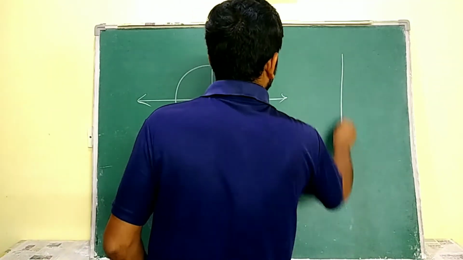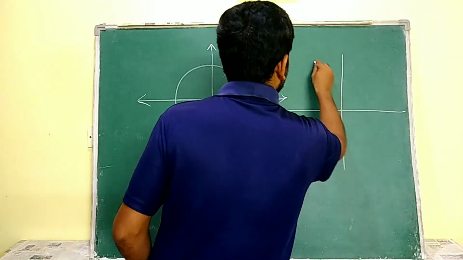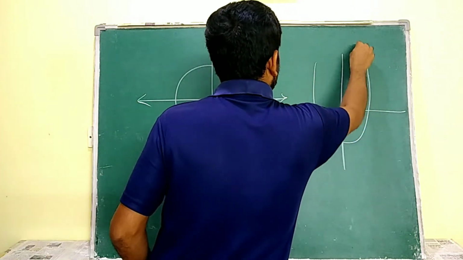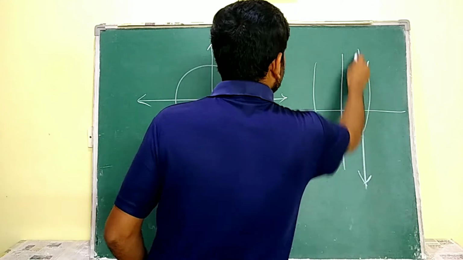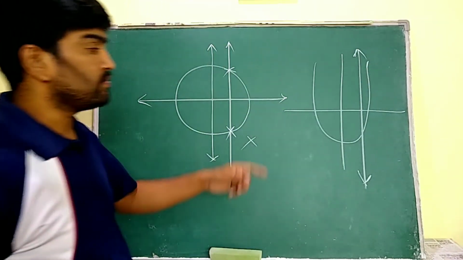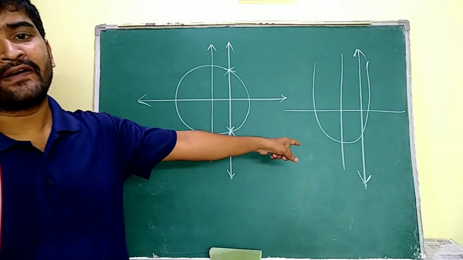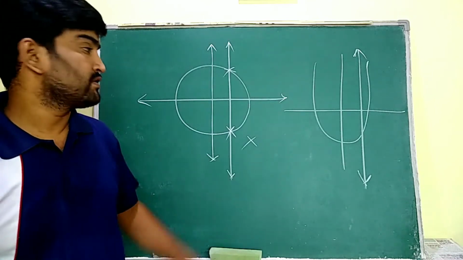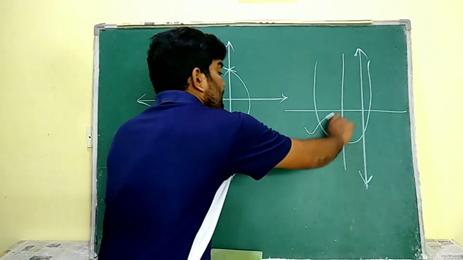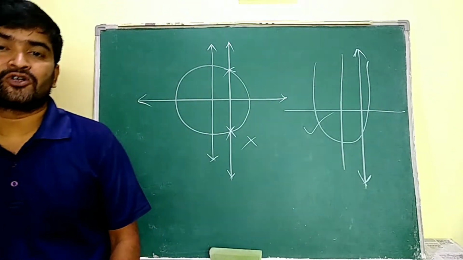Understand ma? See, if I draw parallel lines here, now it intersects the given curve at one point. So this is a function. Understand ma? Like this we are going to check.